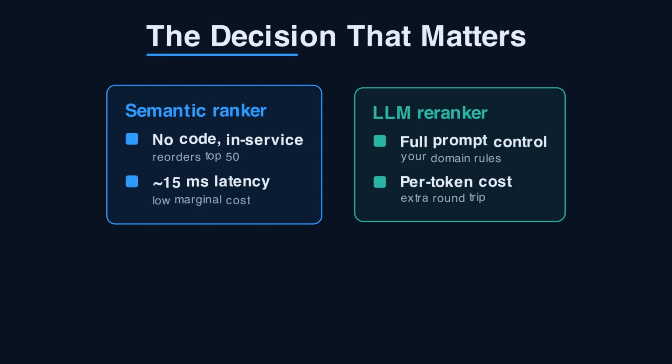The semantic ranker is a Microsoft-trained model inside the search service. It reorders your top 50 results using deep learning, no code. An LLM reranker calls Azure OpenAI to score each result yourself. You control the prompt, the criteria, and the domain logic. But you pay per token and per round trip. Rule of thumb: reach for custom scoring only when the built-in ranker misses your domain.